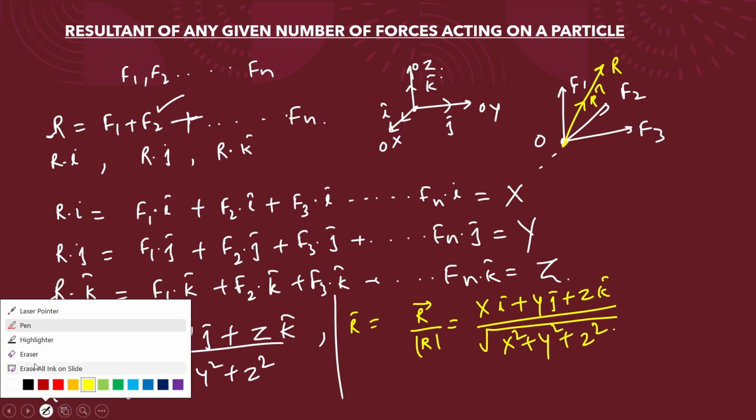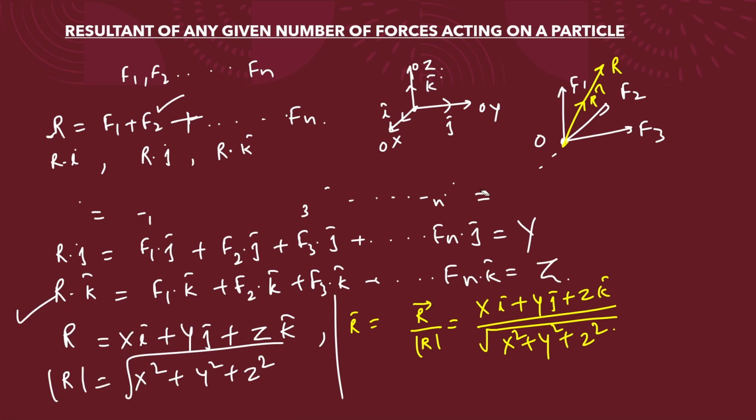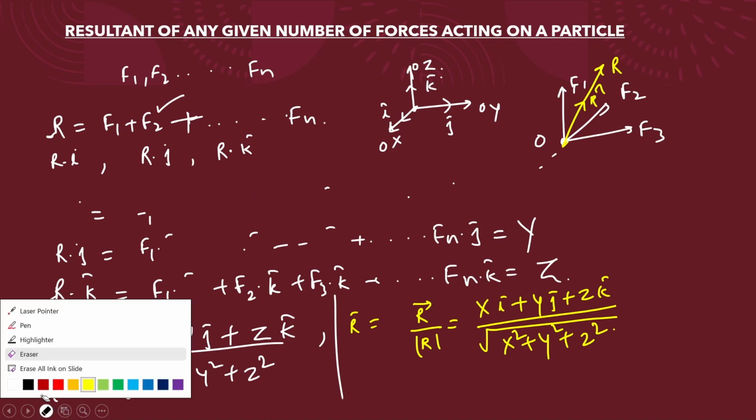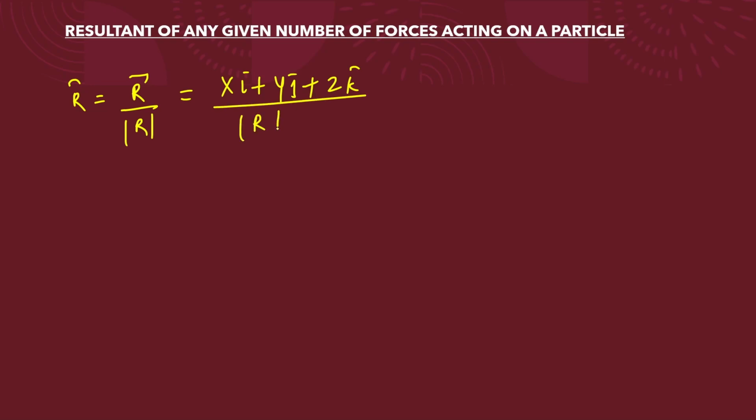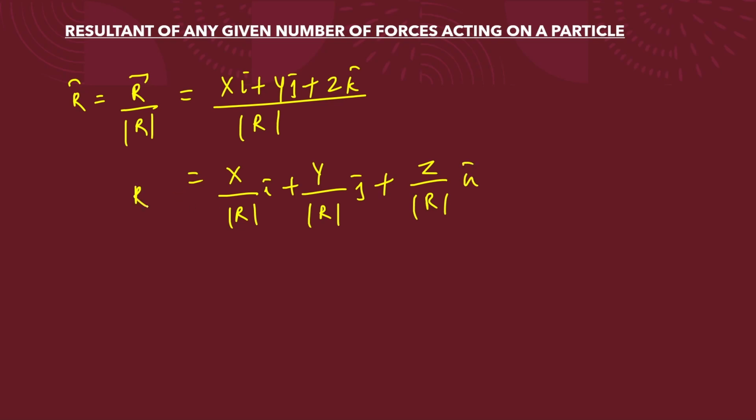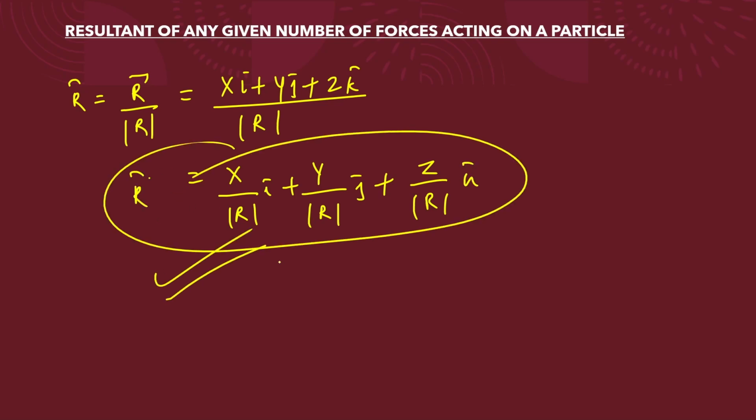Let us write down the unit vector once again. The unit vector is equal to the r vector upon the magnitude of r. We can write r as X i cap plus Y j cap plus Z k cap upon r mod. This is equal to X upon r mod i cap plus Y upon r mod j cap plus Z upon r mod k cap, which is equal to r cap. This is the unit vector along the resultant.